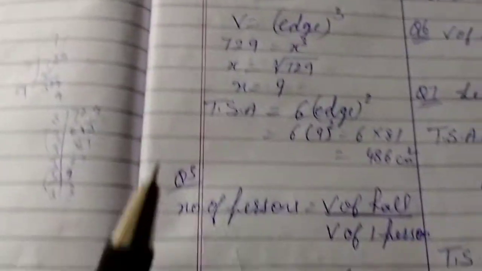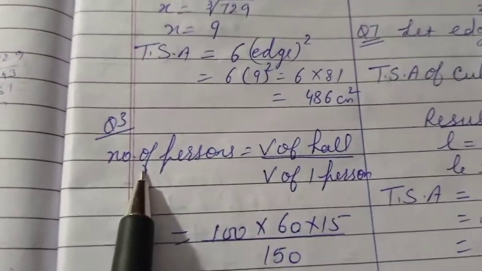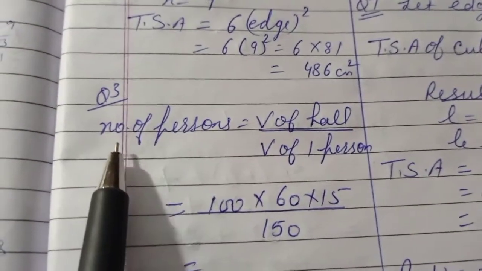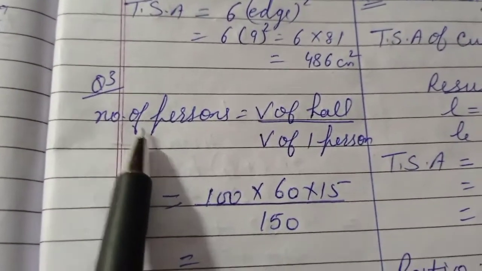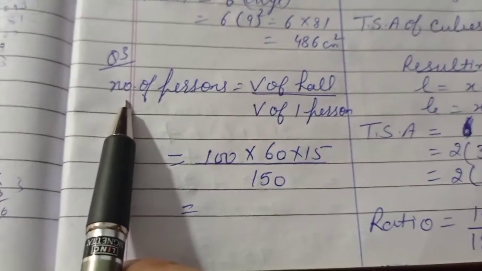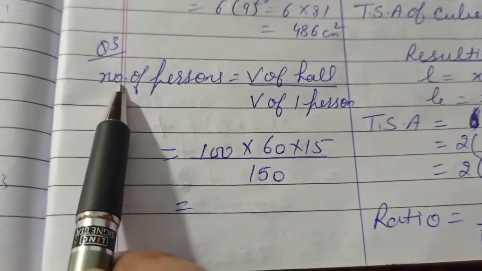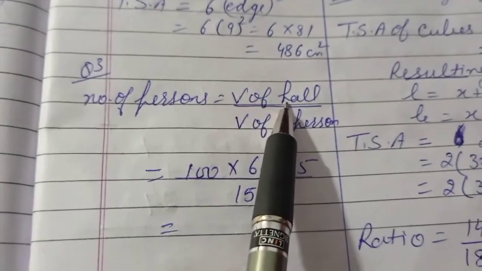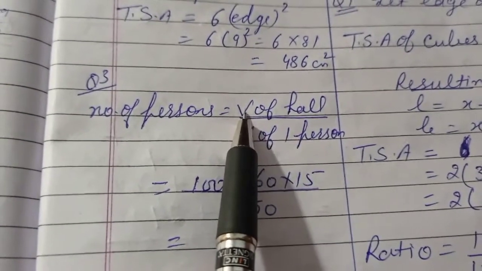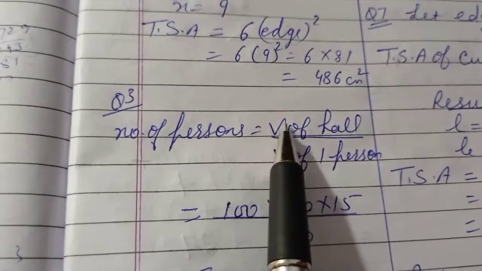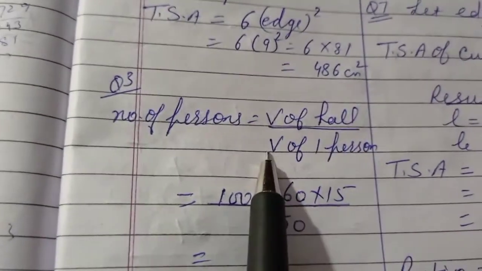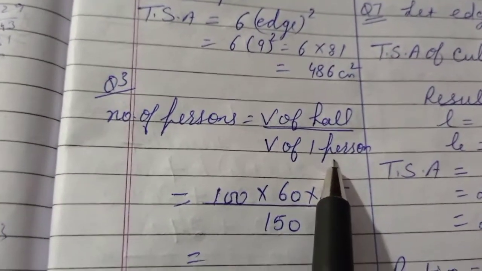Always remember, children, whenever you have to find the number of something, now this is the case of the number of persons. In that case, whenever you have to find the number of something, always divide the bigger unit by the smaller unit. So here the bigger unit is the hall and the question is related to volume. So what will we do in this case? Volume of hall divided by volume occupied by one person.